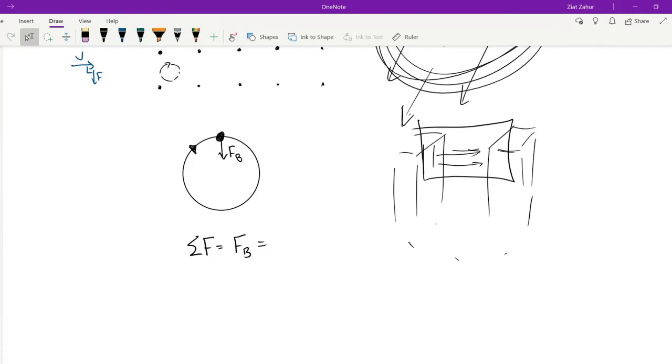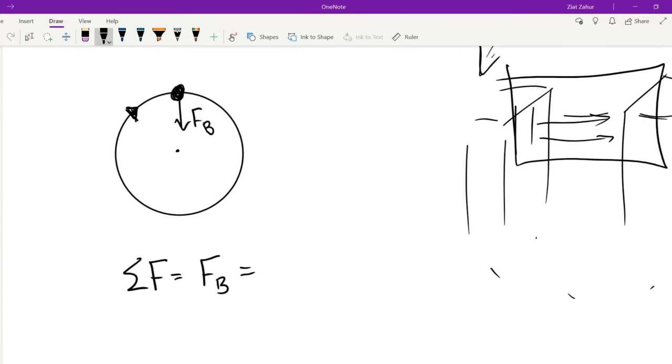What is the right side of our equation equal to if we're going in a circle? Sigma F is equal to FB, which must equal, right side of the equation, mv squared over r. Yes, it's UCM. It's centripetal acceleration.